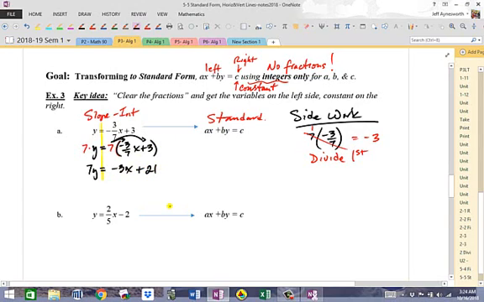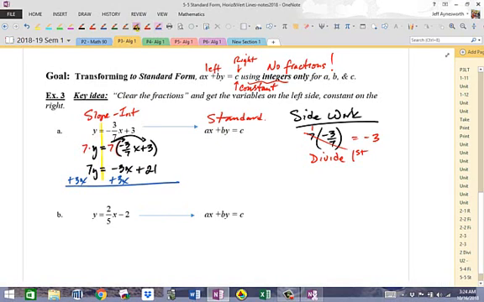Almost done. I need to get the x term and the y term on the left-hand side, and clearly the x is on the right. So I add the opposite here. The opposite of -3x is positive 3x, and then I'm done. So I get 3x plus 7y. Notice I'm adding, so put the plus sign in the middle.